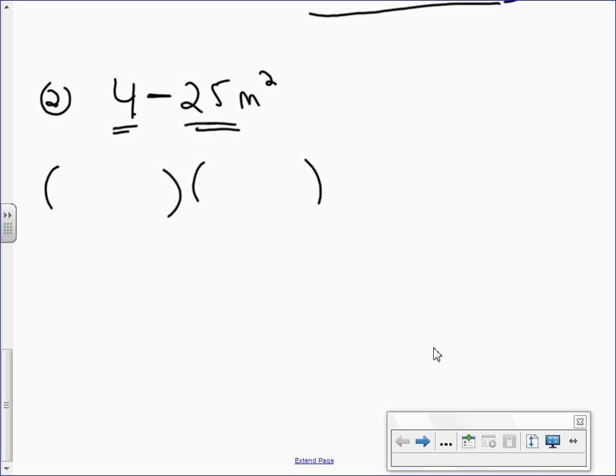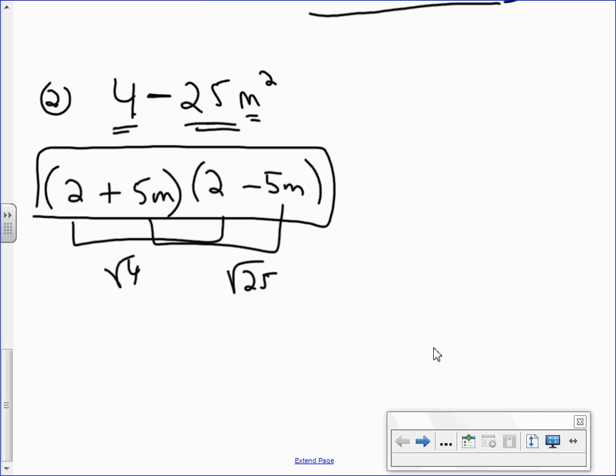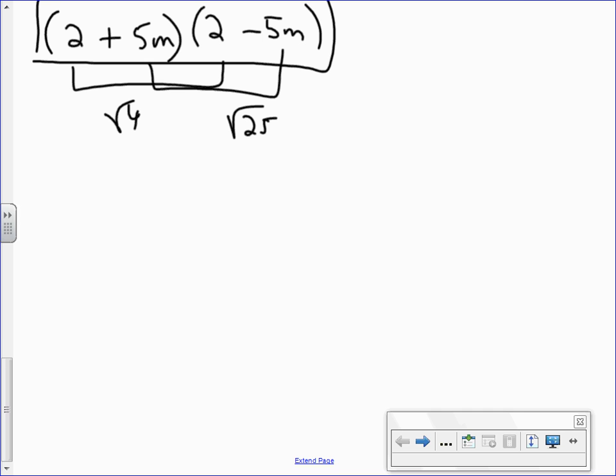2 binomials, 1 plus, 1 minus. This number right here is going to be the square root of 4, which is 2. Put it in both places. This number right here is going to be the square root of 25, which is 5. Put it in both places, and don't forget to put the m. Okay? And there's your answer. 2 plus 5m, 2 minus 5m. So these are super easy problems as long as you recognize them.